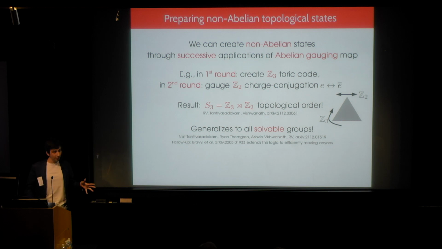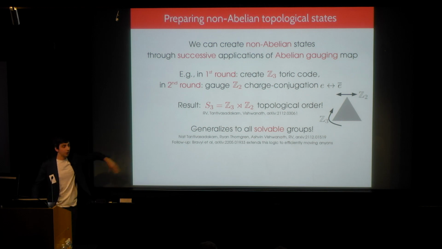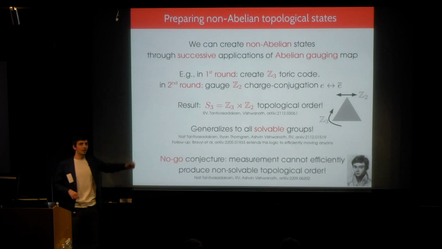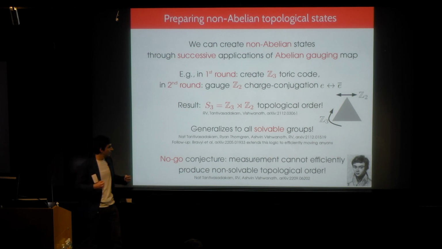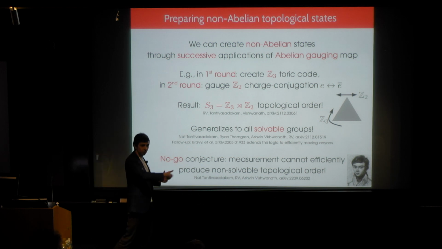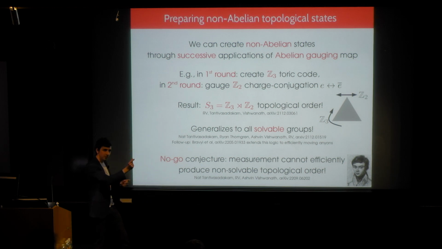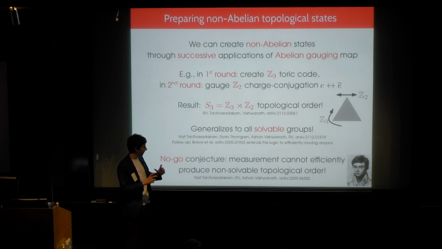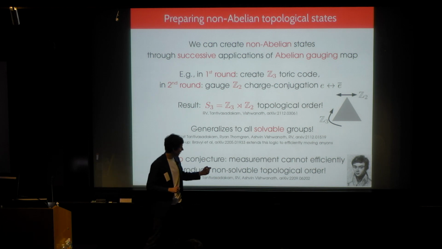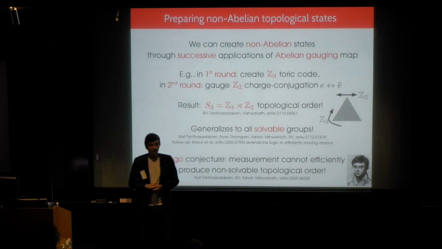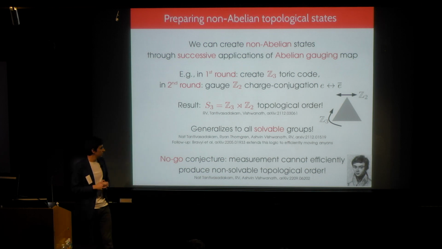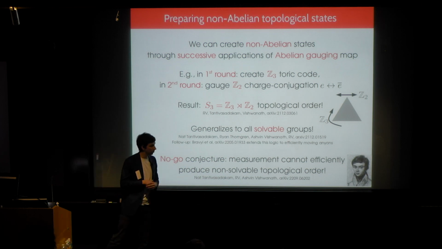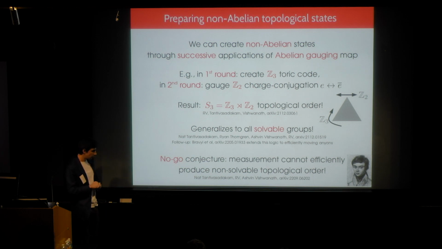But we also think, so far it's fact, but we also think that you can't do anything more, sadly. And sadly, most groups are not solvable. In particular, we have a no-go conjecture. We have a few arguments, but it's not solid, there's one possible loophole, so that's why it's not a theorem. But we have a plausibility argument and a no-go conjecture that measurement cannot prepare, say, emergent gauge theories for a non-solvable gauge group.